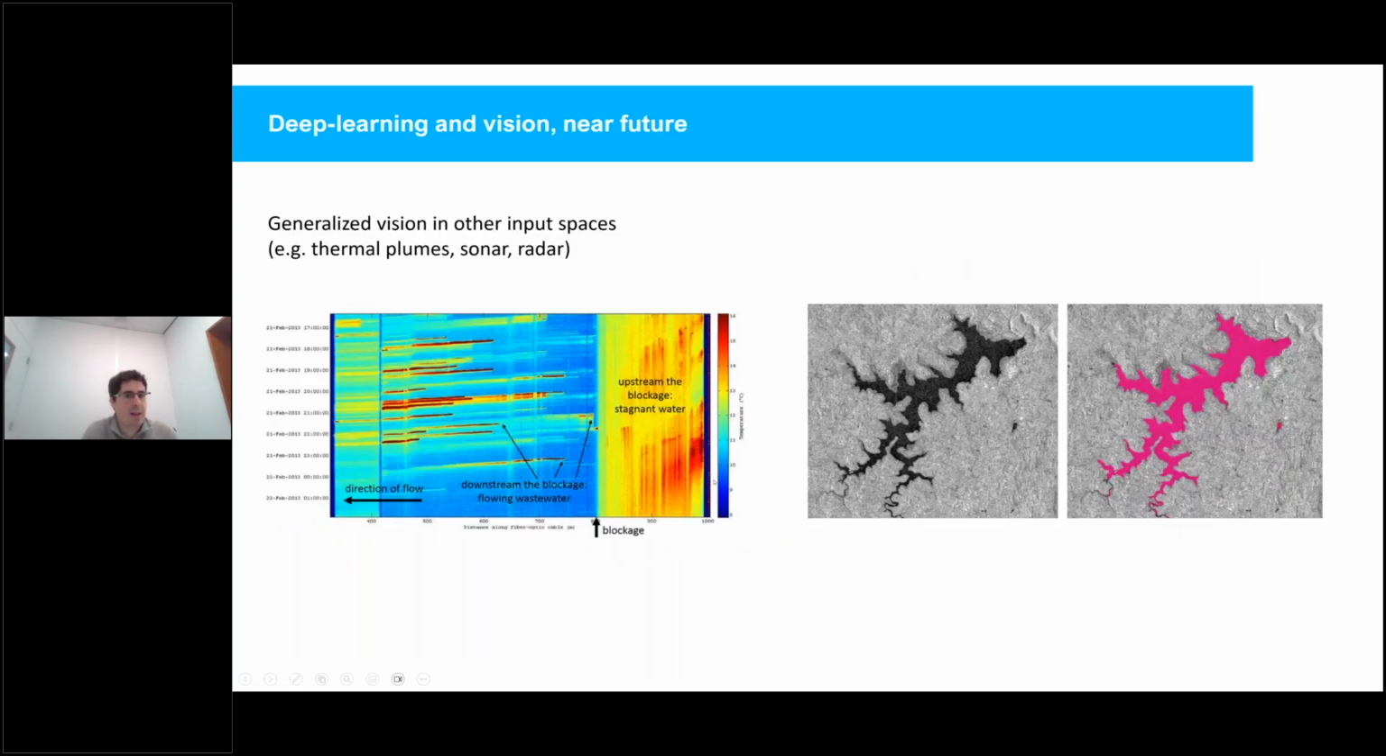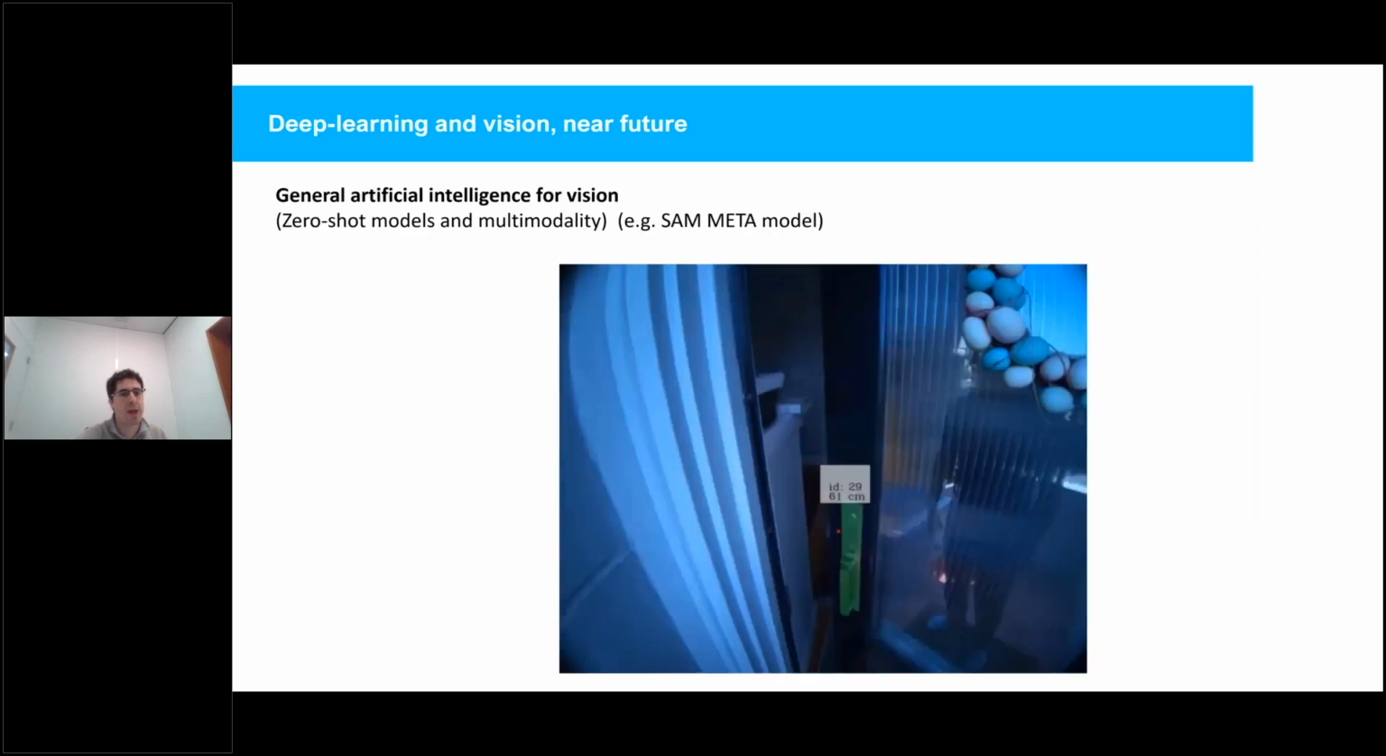And how does the future look? In the short term, we see more and more general vision models for optical observations, RGB especially, because the datasets are very large already. But we see these techniques being ported to other types of images, like thermal plumes in space and time images, or radar or sonar, etc. And we will keep having more generalized models that can work with those input spaces.